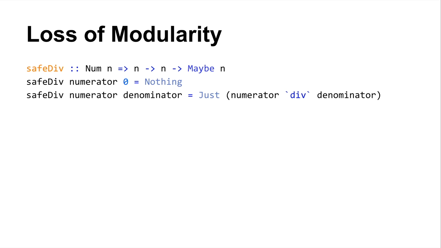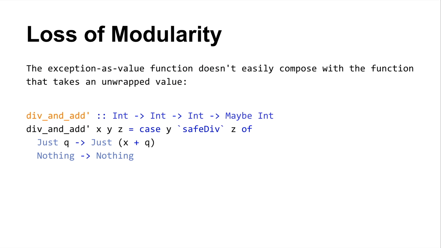We say if you give me a denominator 0, we're going to give you nothing, and if you give me something else, then I'm going to do the division. I'm going to wrap it up and adjust for you. But now you've got this issue where you want to compose something that returns a value of type maybe int.